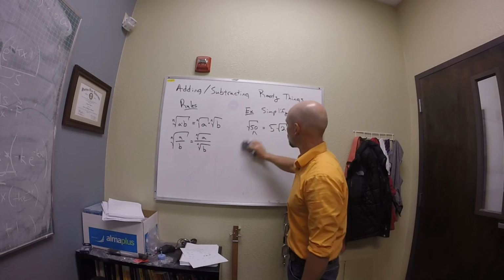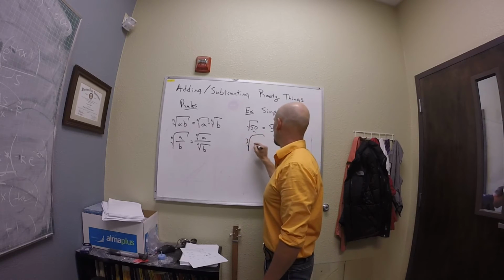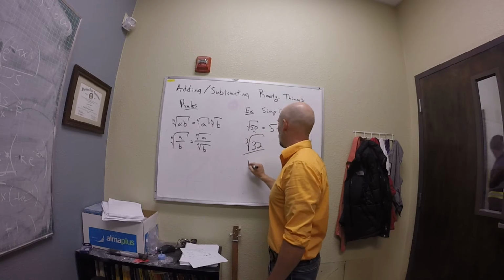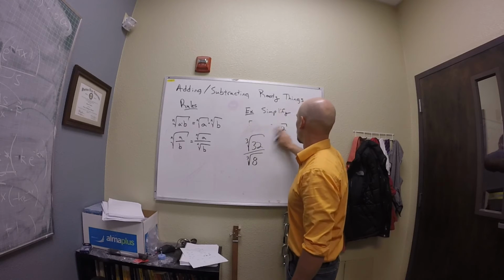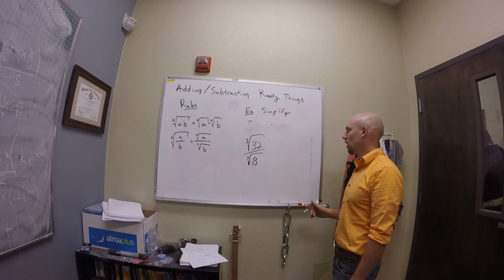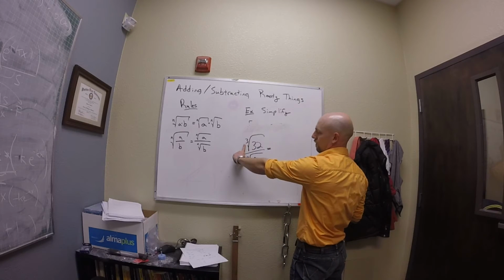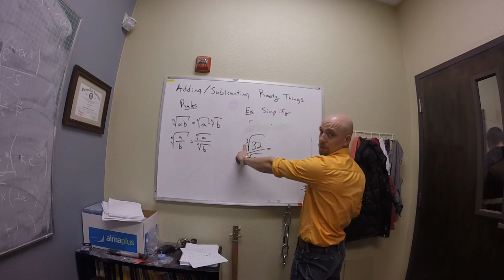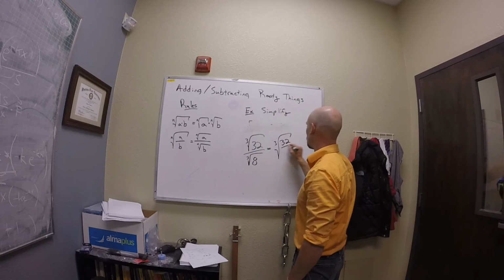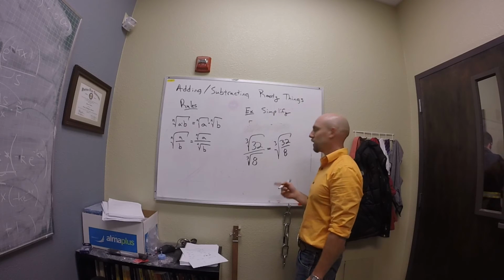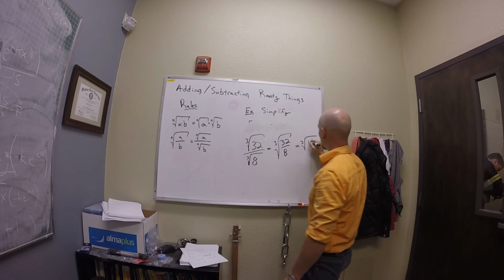If I wanted to do an example with the other rule, say I wanted to simplify the cube root of 32 divided by the cube root of 8. I could say the cube root of things on the top divided by the cube root of things on the bottom may as well be written as the cube root of 32 over 8. And then I know how to divide 8 into 32, so I get the cube root of 4 out of it.